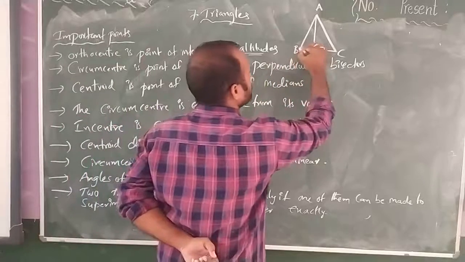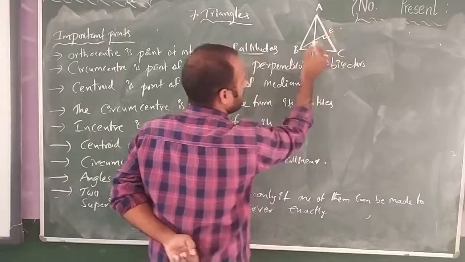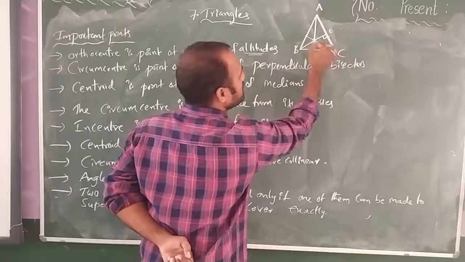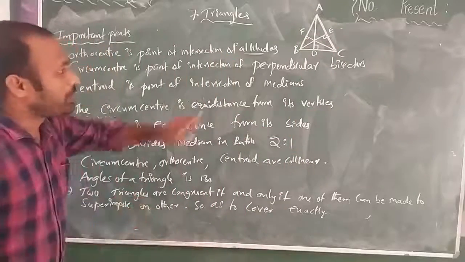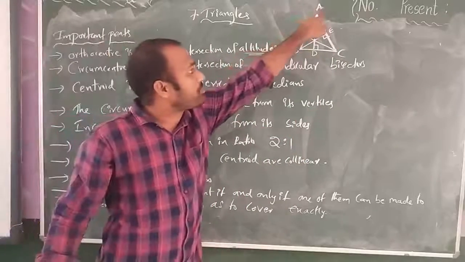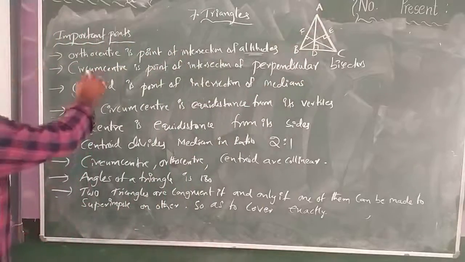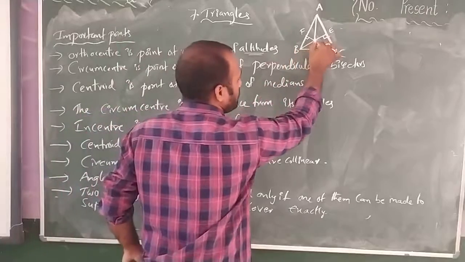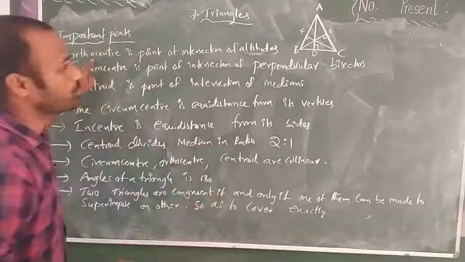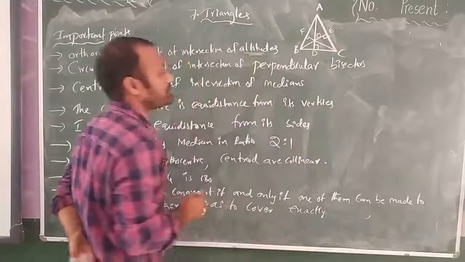Next, another altitude BE and another altitude CF. Of course, we can use any of the names. So altitude is nothing but the perpendicular which is drawn from the vertex to the opposite side. The point of intersection, the meeting of these three altitudes, we are going to call it the orthocenter, which we are going to represent as O.